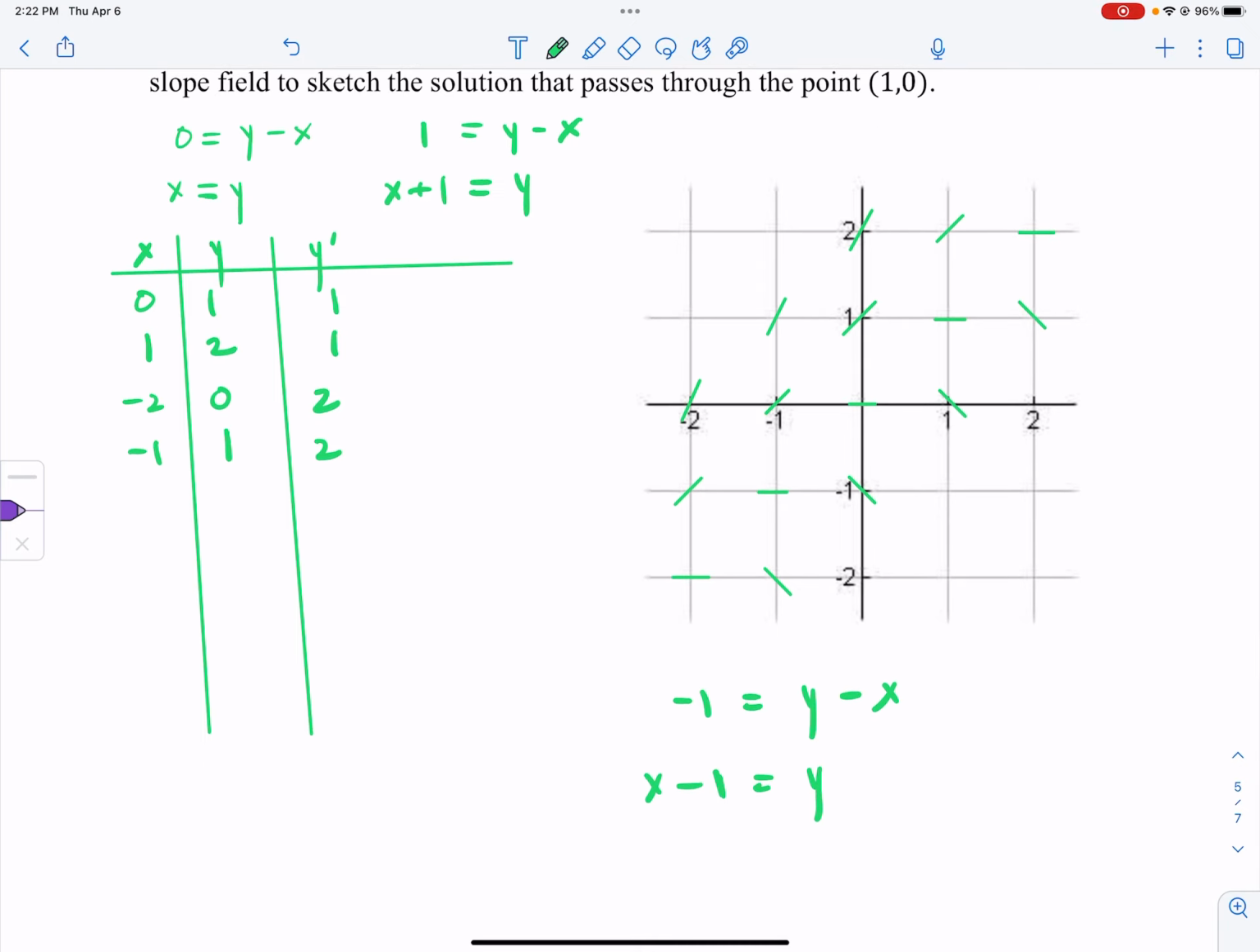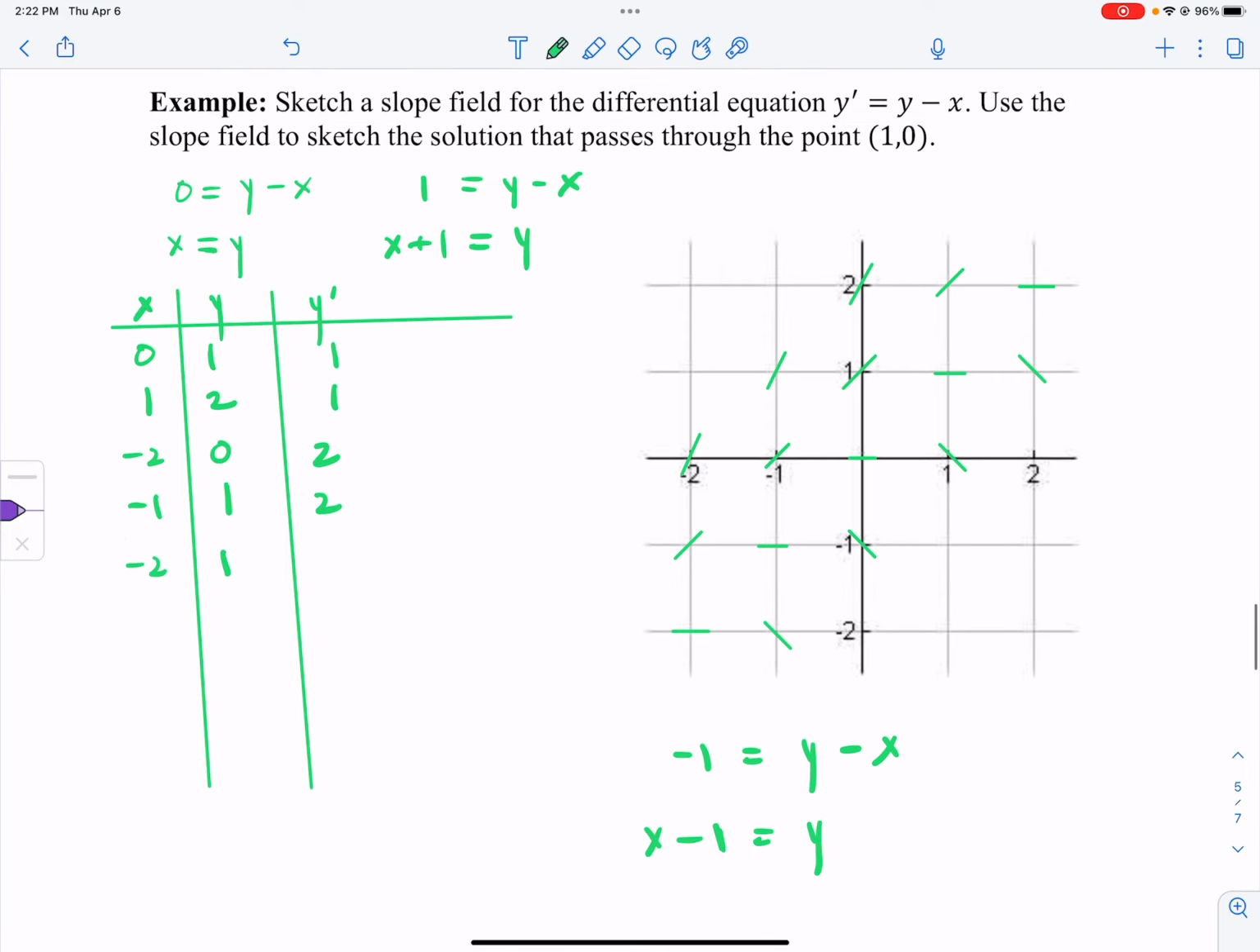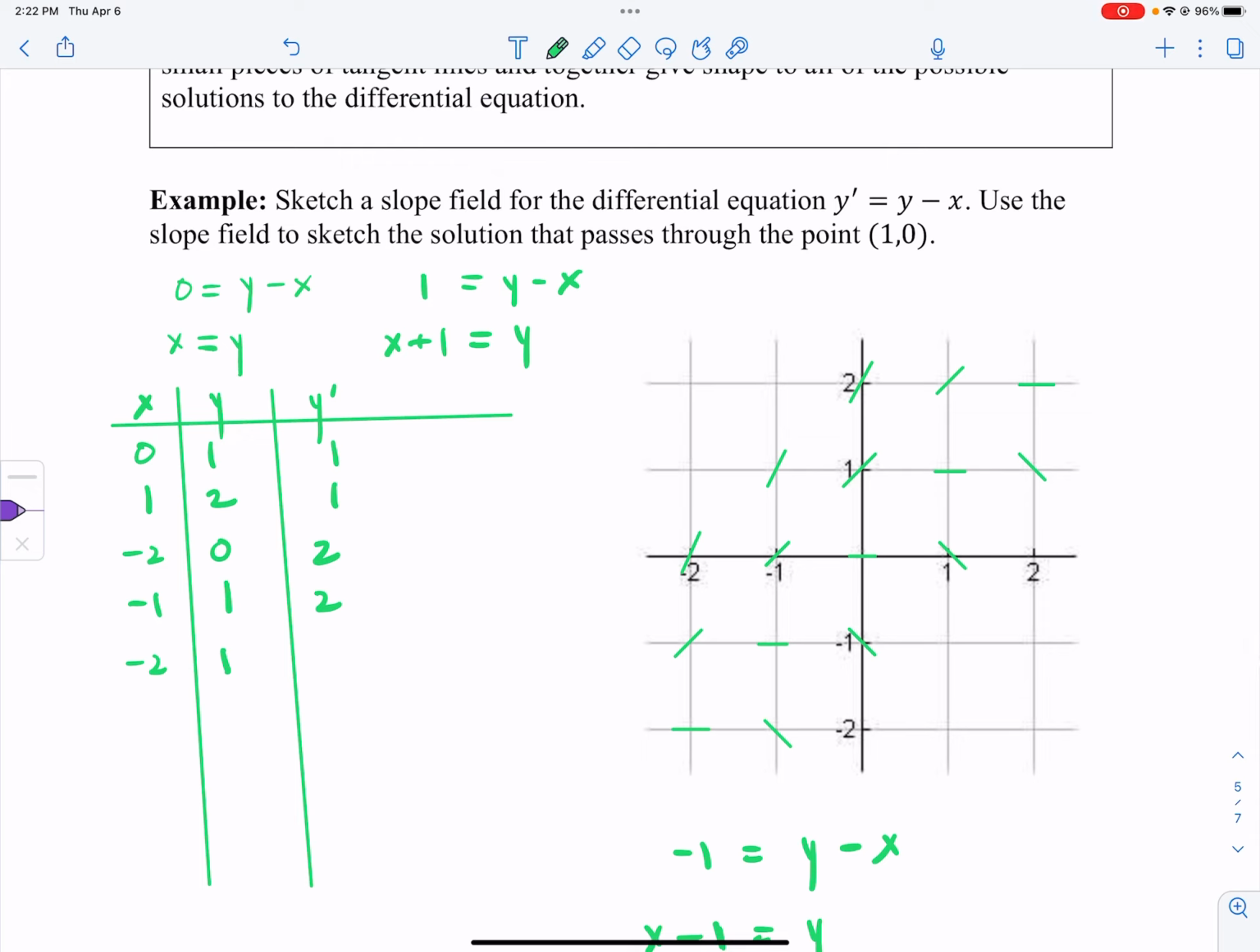And then how about -2, 1? That would be 1 minus -2, a slope of +3. So that needs to look steeper. And how about -1, 2? That would also be a slope of +3. And -2, 2 would be a slope of +4. So it shouldn't look vertical, but it should look pretty steep.